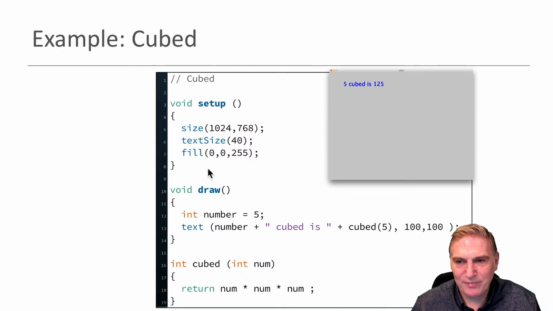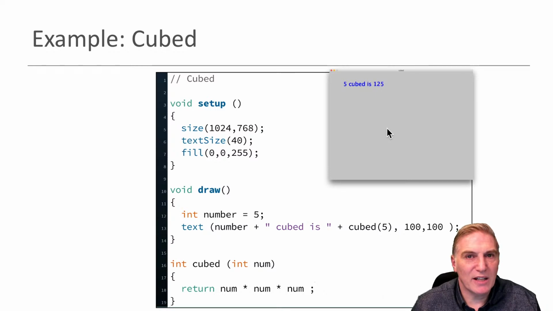We've got setup. We've got a size, text size, and a fill. Nothing new there really. The fill is an RGB value, so it's setting the fill to blue, and that's why we've got the blue text up here in the output. In my draw method, I've declared a number which is of type integer. We've initialized it to be 5, and then I'm calling the text method. You might remember that from week 1, which allows us to output a message onto the display.